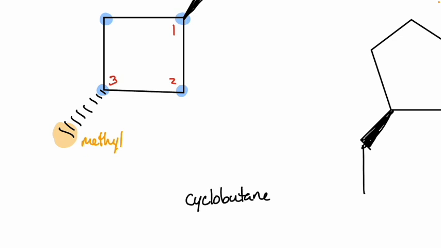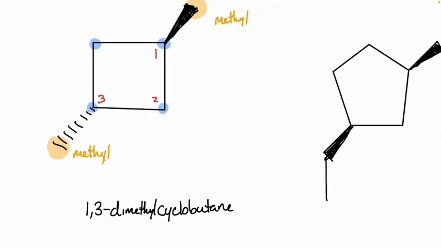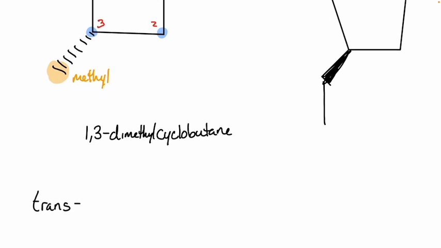So without my stereochemistry, this would be 1,3-dimethyl cyclobutane. All right, but I got these dashes and wedges, so I have to specify my stereochemistry. Are they pointed on the same side or opposite sides? Opposite sides, so this would be the trans 1,3-dimethyl cyclobutane.